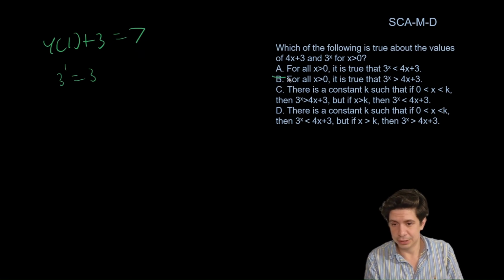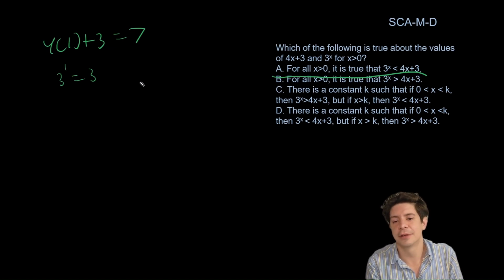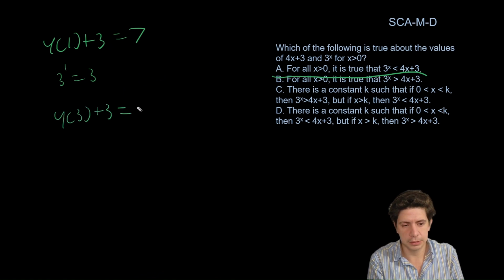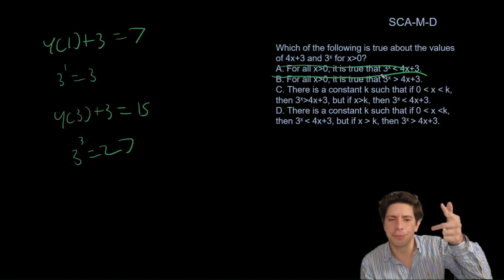So B is not true because 3 to the x is not always bigger, right? We just found a time when it's smaller. Now let's plug in a different value like 3. Then we would do 4 times 3 plus 3 equals 15. 3 to the 3 equals 27. Now this one's bigger. So it can't be that it's always smaller, right? So there's been this flip going on.